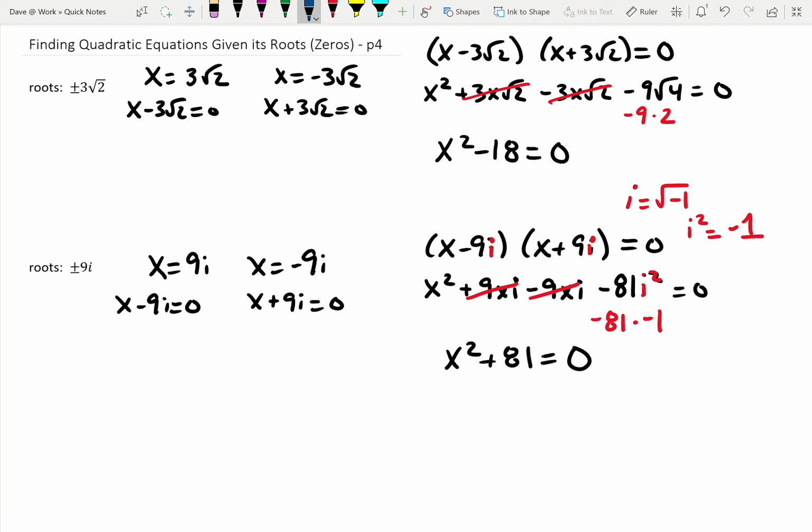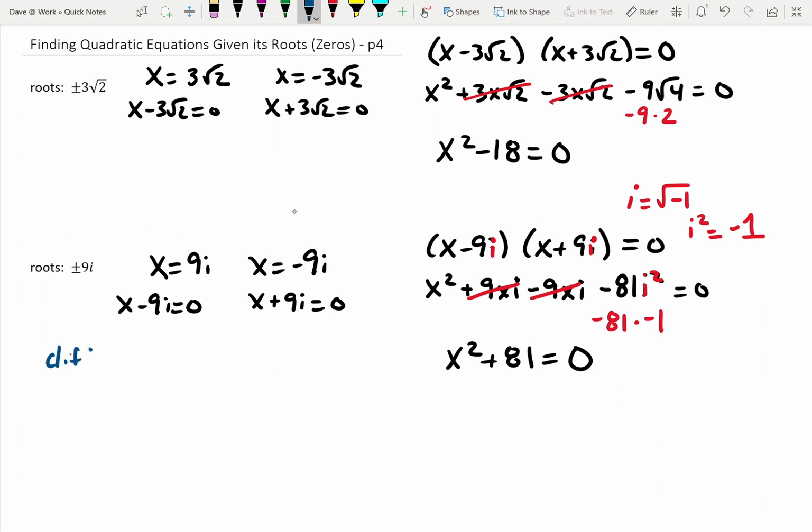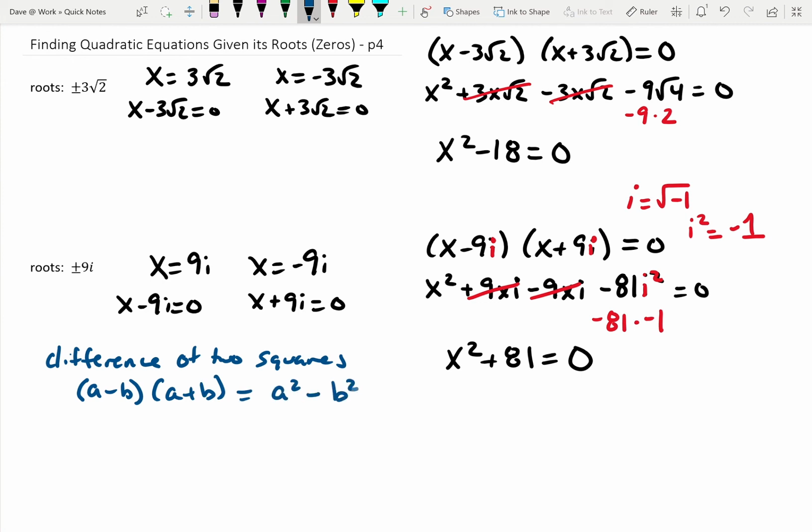Now before we move on, I want to remind you of the difference of two squares. The difference of two squares is generated when you go a minus b times a plus b and come up with a squared minus b squared. In this particular problem, we are doing the sum of two squares. I have an x squared, which could be x quantity squared, and I have an 81, which is 9 quantity squared.